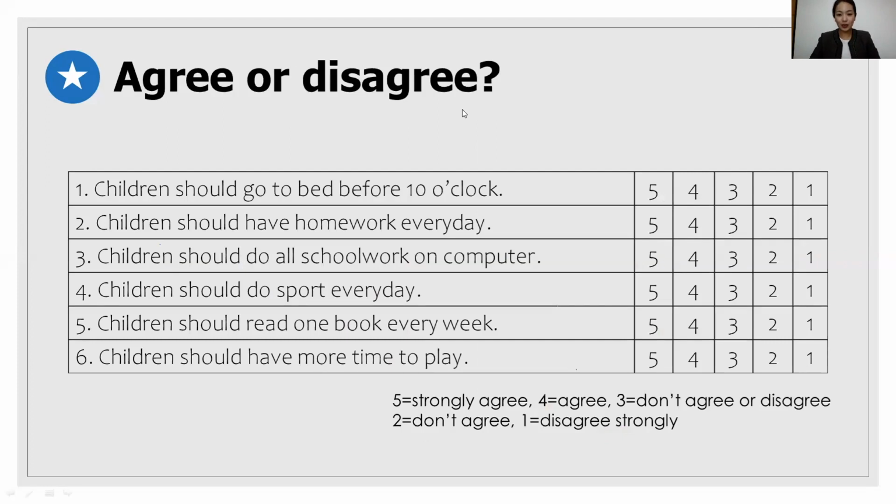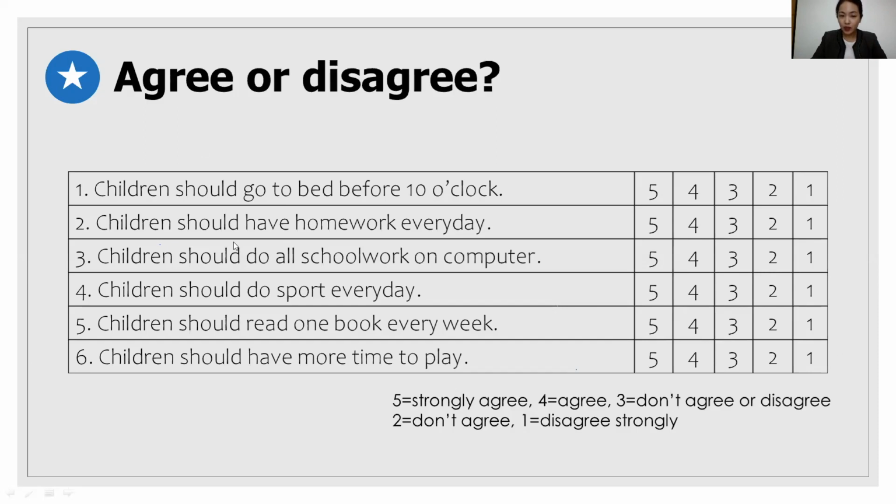Okay, agree and disagree. This is checking the personal opinion. This is a personalizing process. 5 for strongly agree, 4 for agree, 3 for neither agree nor disagree, 2 for disagree, and 1 for strongly disagree. So ask about the children's opinion. First, number 1, children should go to bed before 10 o'clock. What do you think?